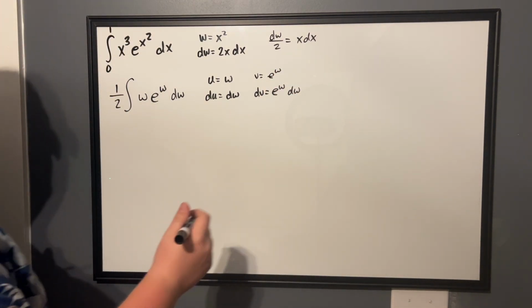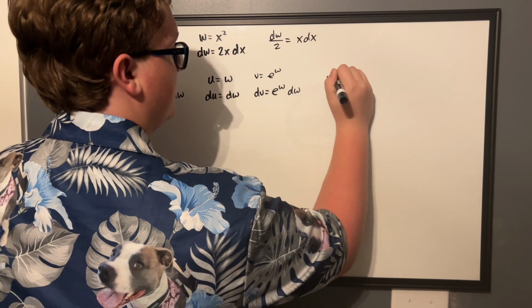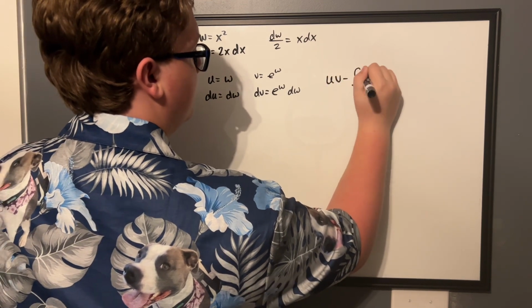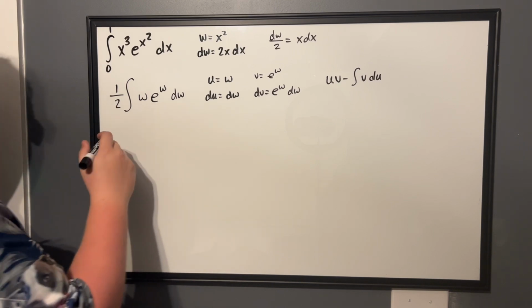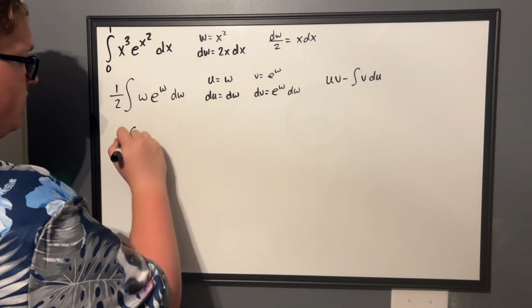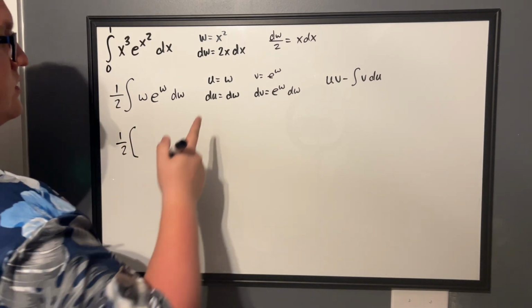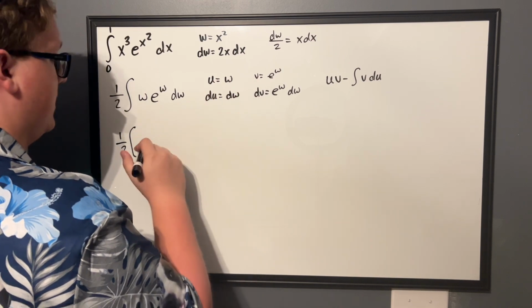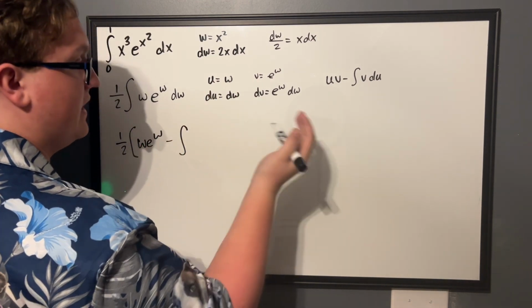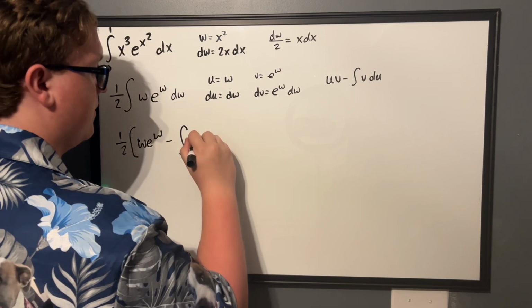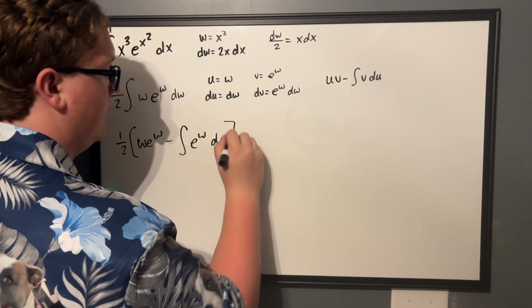So now we want to use our integration by parts formula. So we have that's uv minus the integral of v du. So don't forget the 1/2 out here, but we have the 1/2, and then we're going to do the integration by parts formula. So uv is going to be w e to the w minus the integral of v du. So that's going to be e to the w dw.